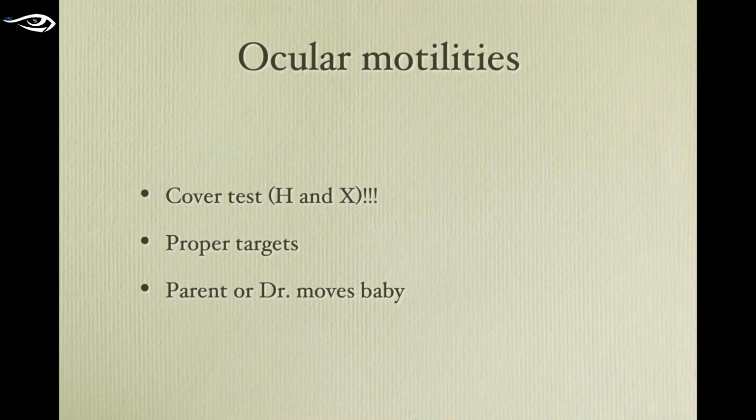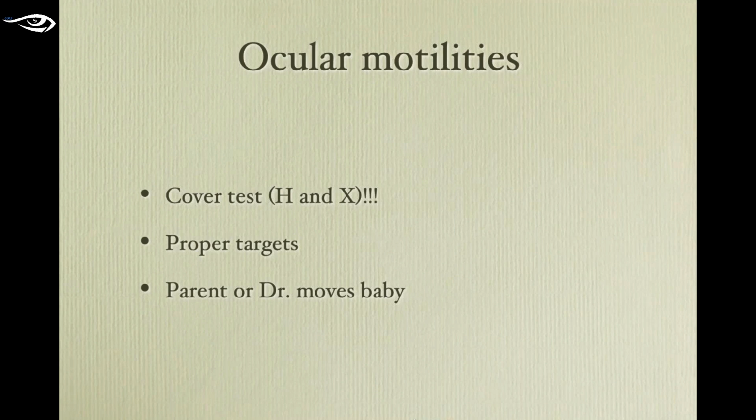No. If I have any hint by history or by my examination of any kind of an exodeviation at all, at any distance, distance or near, or both, then I will take the child to a window. I'll have them look out the window at a really, truly distant object. I'll do the cover test again at that distance. And often, at an infinite distance, I will see a greater divergence, or maybe a divergence only at that distance and not in the exam room at all. So I just want to point that out.